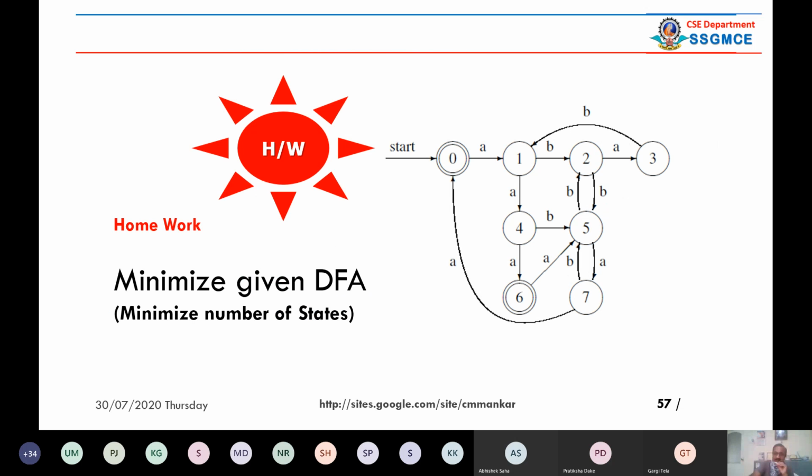So let us go ahead. So this is the example. Homework, just try it. I will be giving you the solution, or you may find this solution in some book or some PDF. So you can take the screenshot.